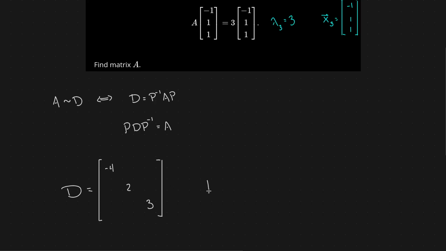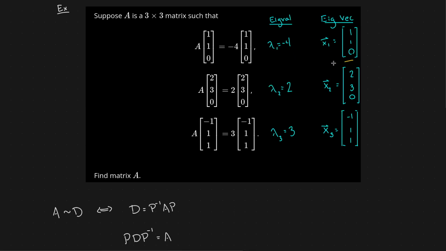Okay, now let's find matrix P. Matrix P are the eigenvectors. Now again, it really doesn't matter the order they're in as long as it matches the order of matrix D. So in this case, the first eigenvalue in my diagonal matrix D is -4. So the first eigenvector in matrix P has to be the eigenvector corresponding to that eigenvalue of -4. That's (1, 1, 0).